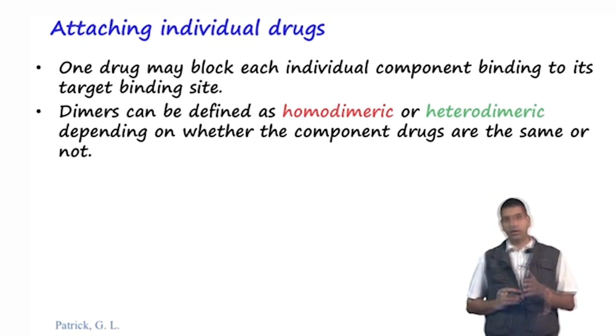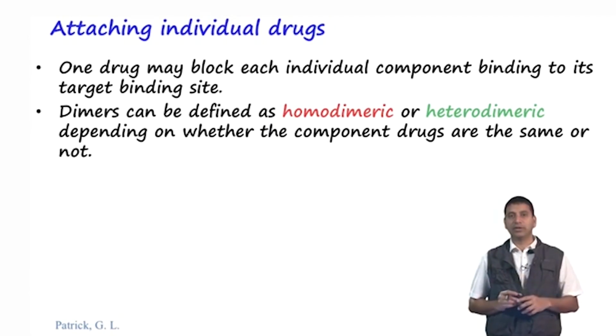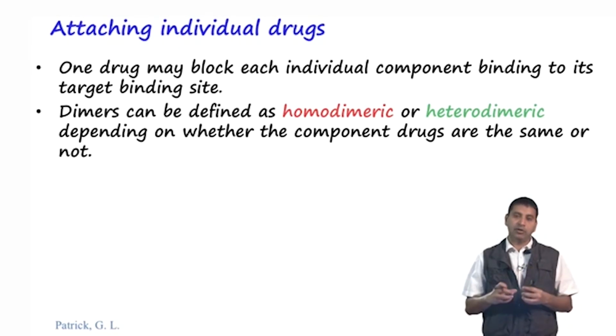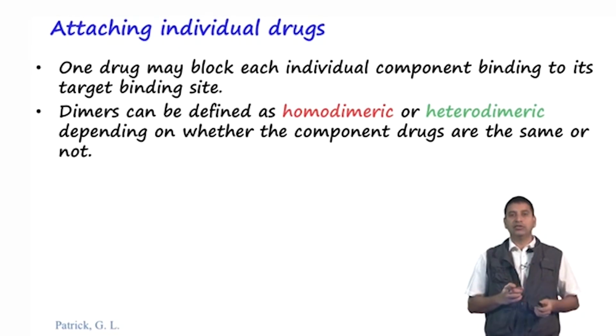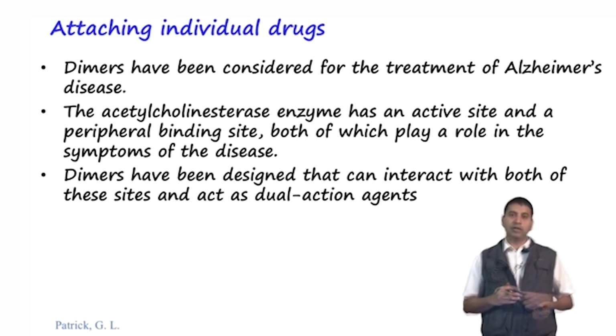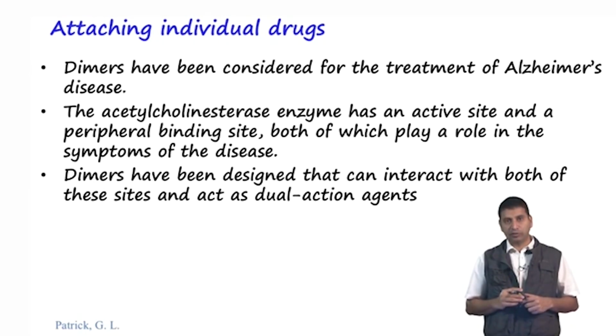One drug may also block the individual binding of the other drug. So, therefore, sometimes it is desirable to use homodimeric molecules instead of heterodimeric molecules, where you have the same component in the dimer. Okay. So, of course, they are classified as homodimeric and heterodimeric depending on what the components of the dimer are. So, in case of opioid ligands, homodimeric or even heterodimeric ligands have been used, which have an advantage because the receptors themselves present themselves as arrays. And so, therefore, by using these kinds of ligands, we may be able to interact with multiple receptors in the body.